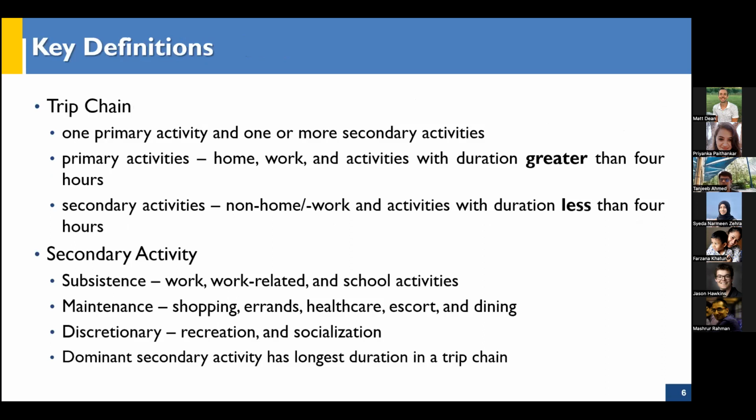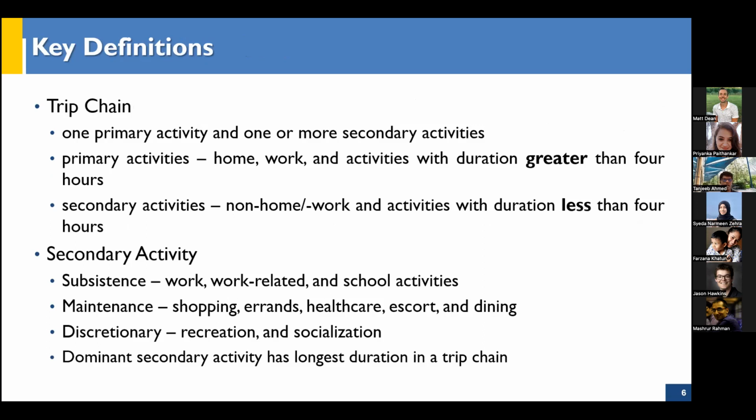There are two definitions that are crucial for this study. The first one is the definition of trip chain. And as there is no established definition of trip chain, we propose one combining both activity type and duration to encompass the advantages of these criteria, which are used separately in other studies.